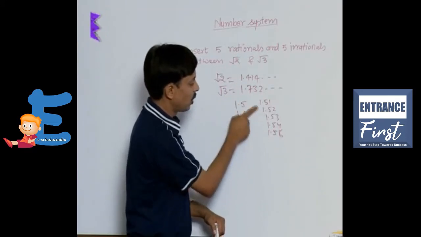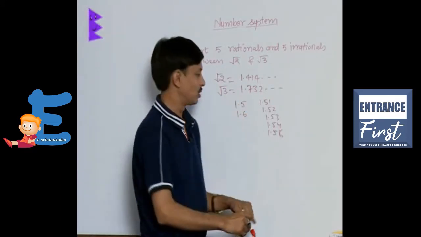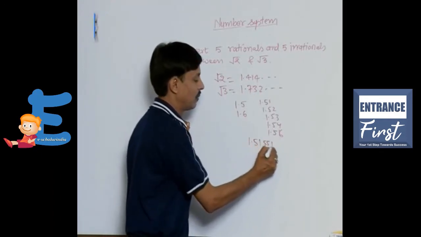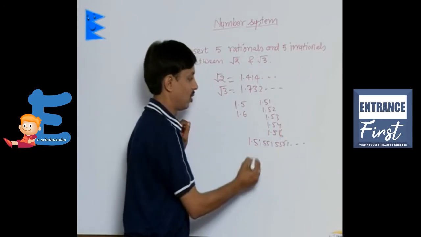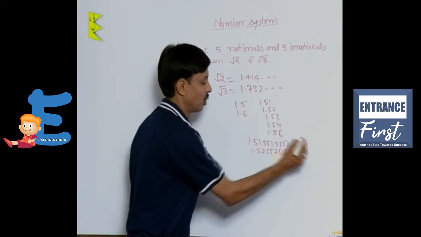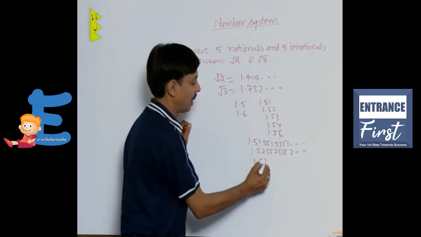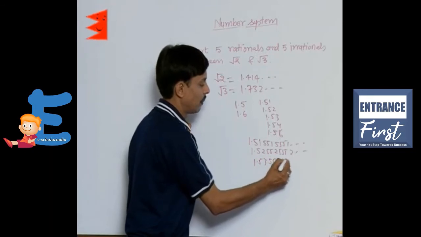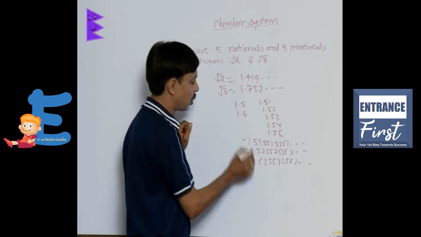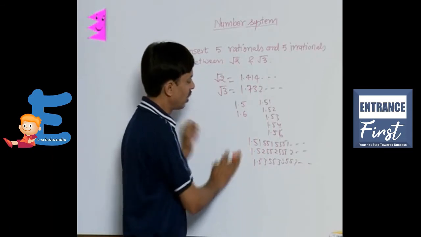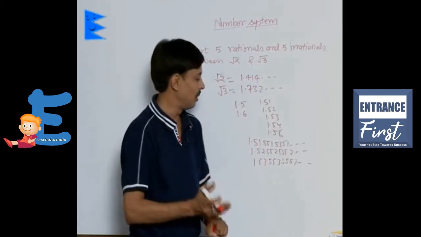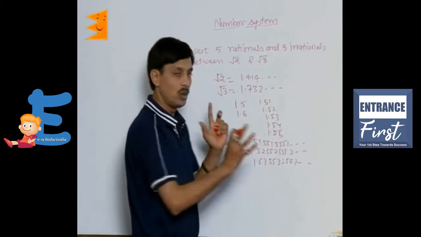Same numbers, these all 5 can be converted to irrationals also. How? If you want 1.51, then you write 551, then 551 and so on. Then 1.52, 552, 552 ... Then you can say 1.53, 553, 553 and so on. Similarly, you can write, as I have shown here, 3 irrationals. You can write n number of them, maybe 5, maybe 50, maybe 1000, maybe 500. Whatever you want to write, you can write.